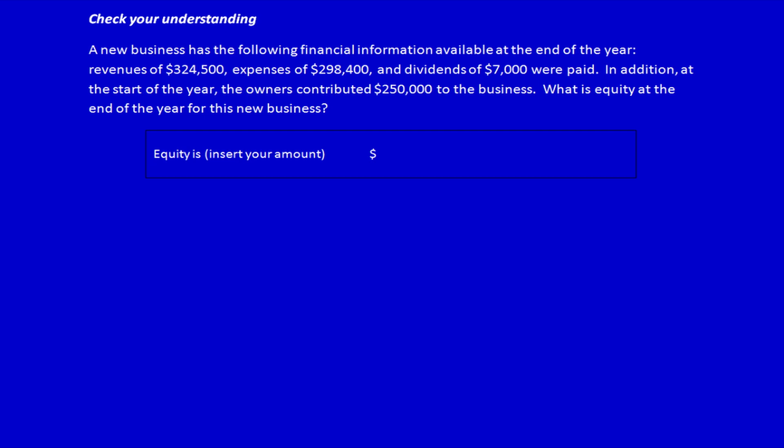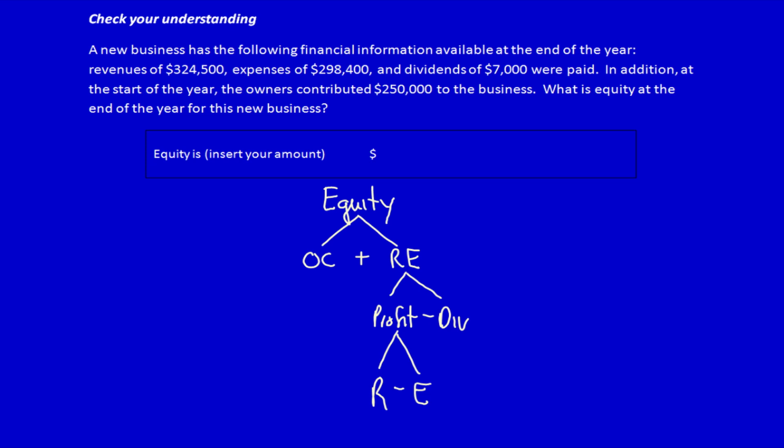Let's use our understanding from the flowchart in order to calculate this. I'm using short forms in the formula. Let's just fill in for our knowns. Revenue, $324,500. Expenses, $298,400. Do the math. This equals profit of $26,100. Dividends, $7,000. $26,100 minus $7,000 is equal to $19,100.